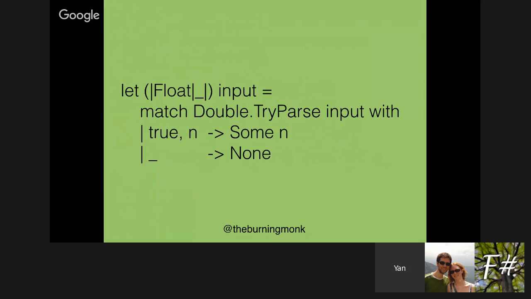And the only difference, as you notice from the single case, is that I've got a second case here, which is represented with underscore, and this pattern will take a string, and instead of returning a float, you return an option of a float instead. So where I'm not able to parse the input as a float, I will return a none.